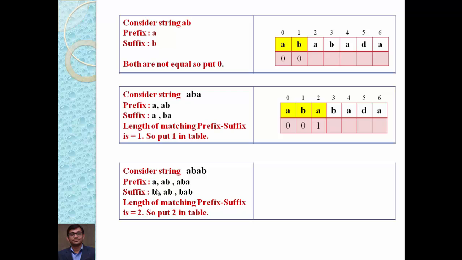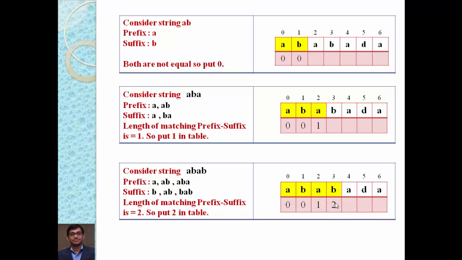So now these all are the prefixes and suffixes. We need to identify which one is common. Here A and here B, so not common. Here AB, and here AB, so this is common, or it is available in both prefix and suffix. Here ABA and this BAB, so it is not common. So we have the 2 characters AB in the prefix and AB in the suffix. These both are equal, and the length of this common string of prefix and suffix is equal to 2, so we need to put 2 here.